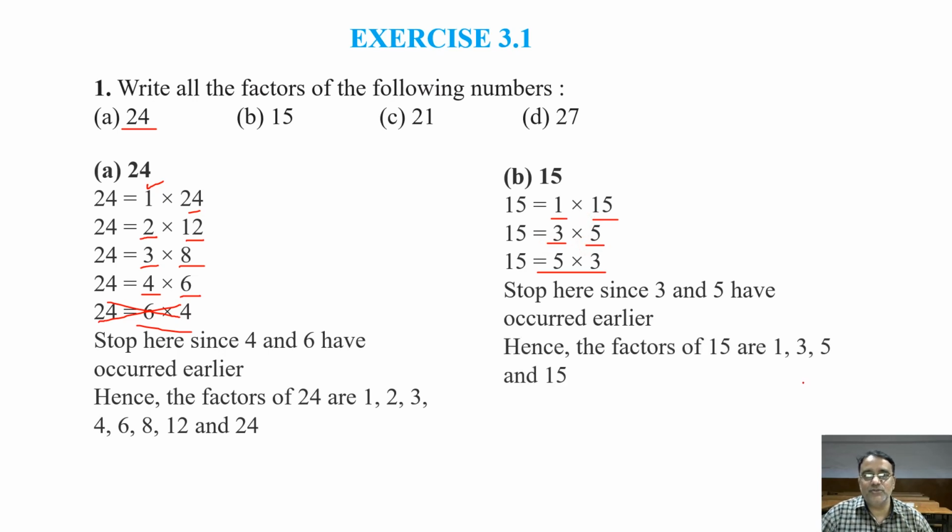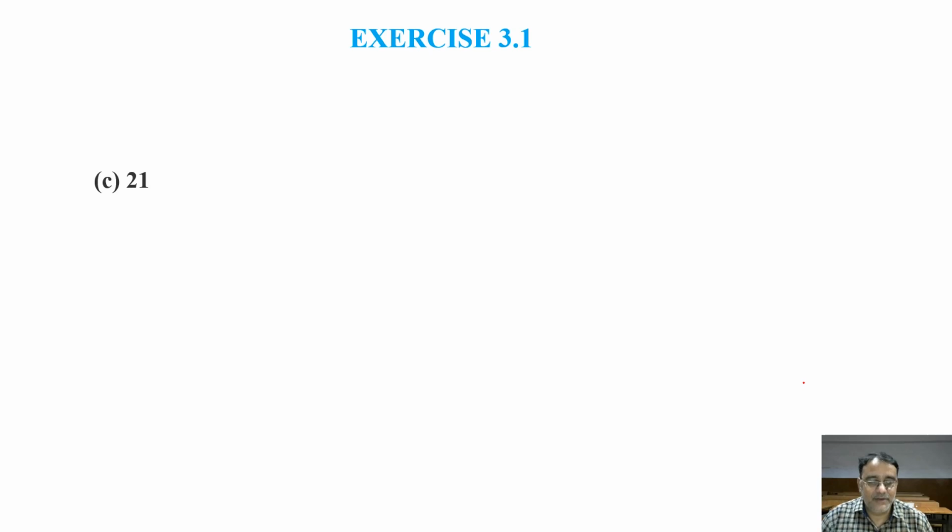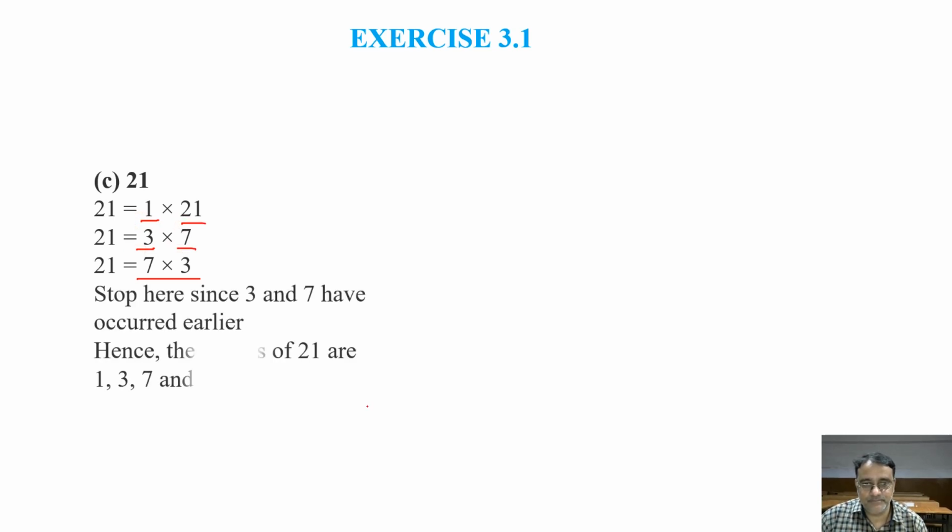So coming to 21. 21 we can write 1 into 21 first, 3 into 7 and 7 into 3. Again we have to stop because 7 and 3 are repeated. So stop here since these are repeated. So the factors are 1, 3, 7, 21.